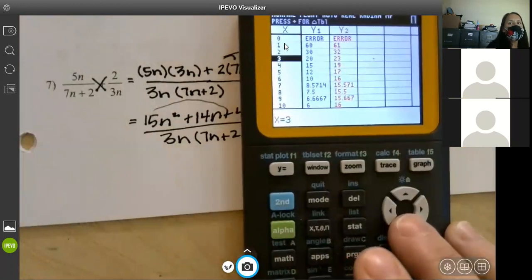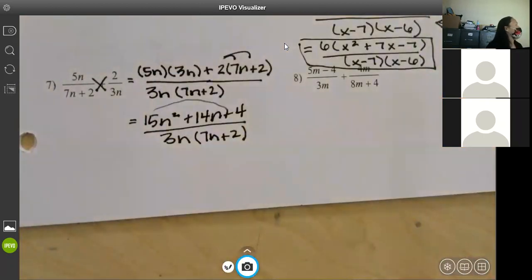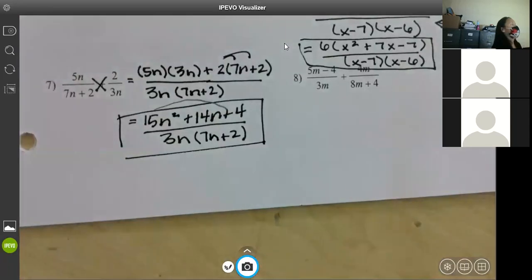Do I see a 14 in this table? No. So what's that tell you? It's not factorable. That's as good as it gets. That's why I said don't do it, because you might end up not having to. So that's your final answer. That's it.